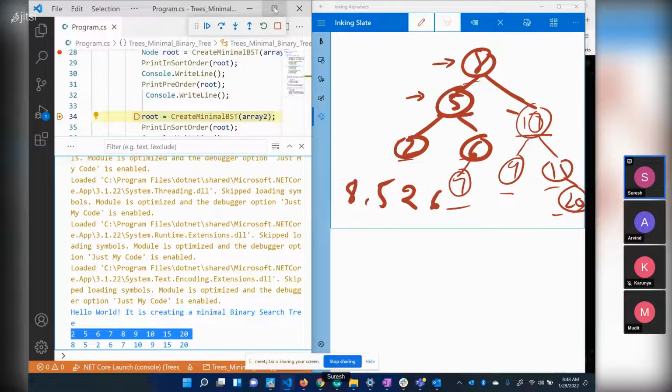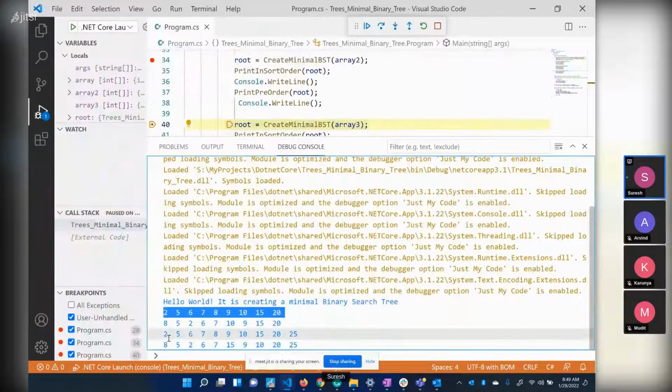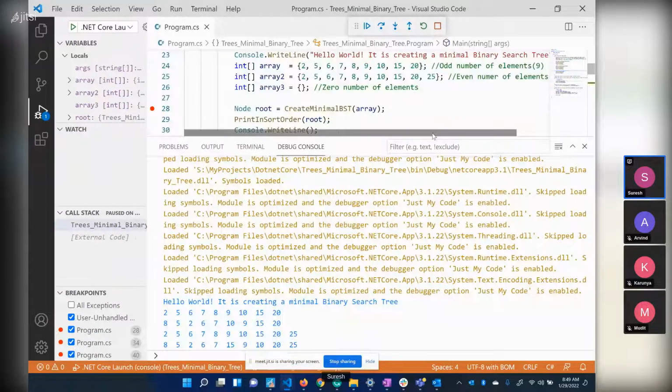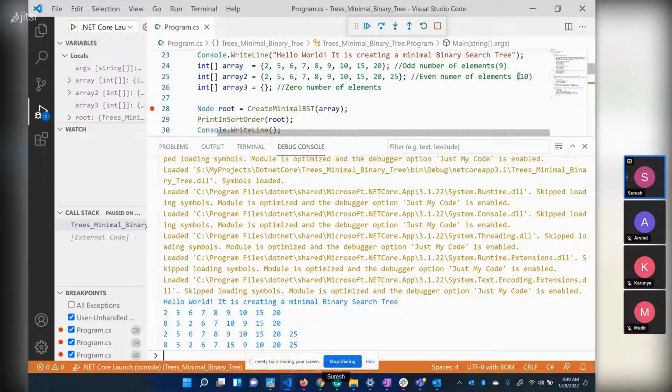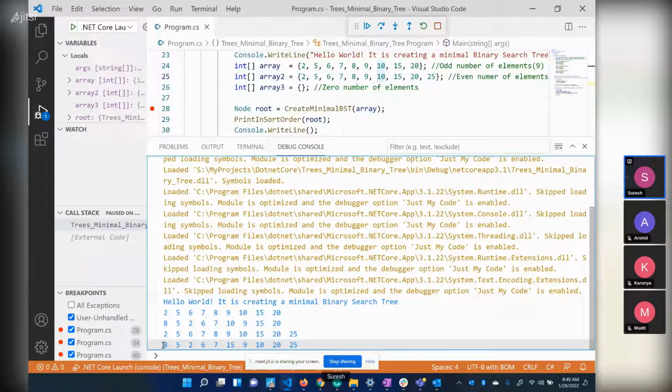Yes. So this is the same for the other tree. This is for the second one, which has 10 elements. The first one has 9 elements, and the second one has 10 elements. So for the 10 elements, it does the same thing. It just added 25 at the end.